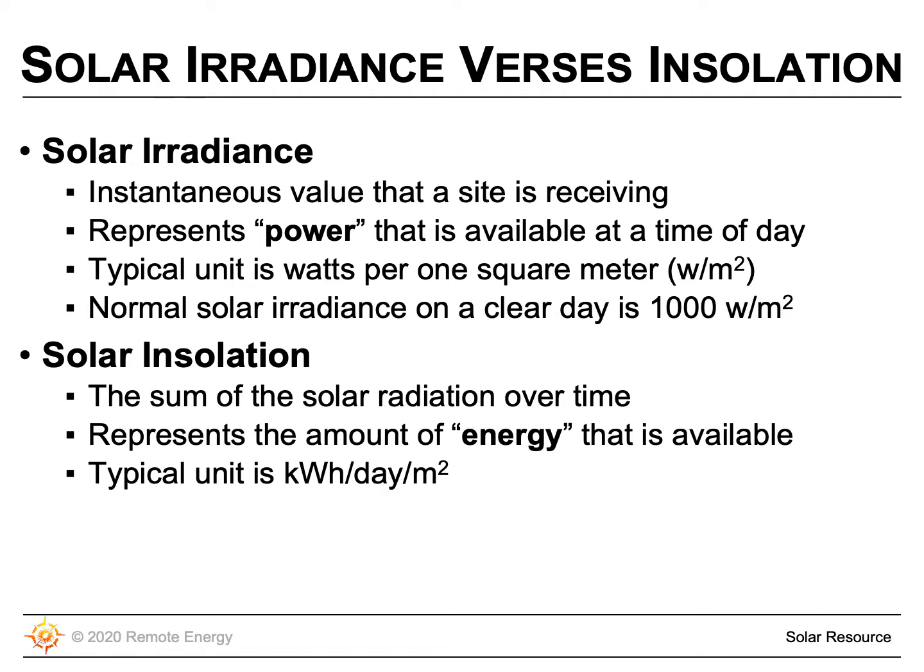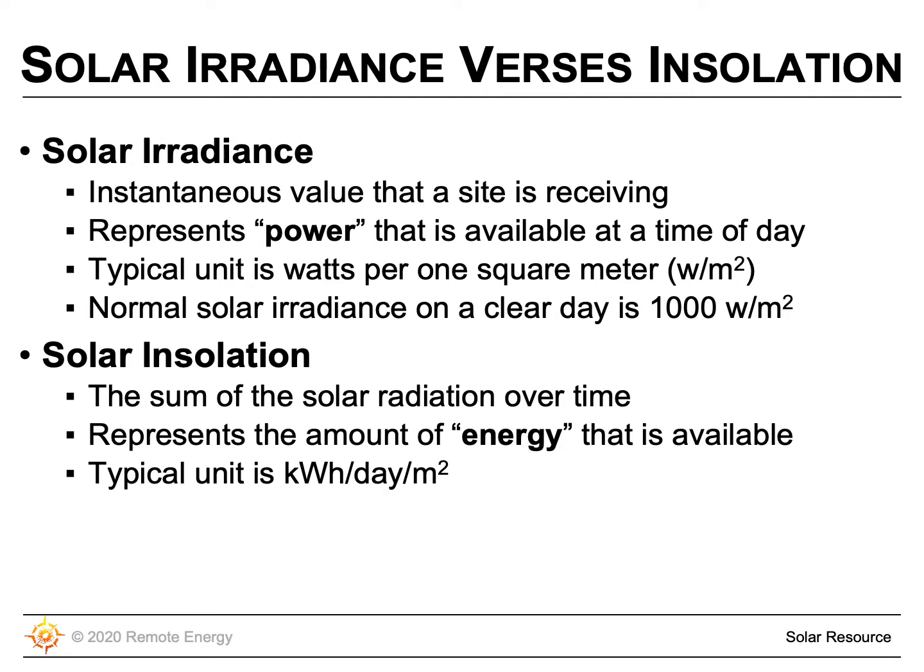1,000 watts per square meter, by the way, is what we consider normal solar irradiance. It's what we might also call peak solar irradiance. And you might remember from earlier lessons that 1,000 watts per meter squared is a value that is used as a standard test condition when we're looking at PV module production. So solar irradiance, again, is an instantaneous value. It represents power, and the unit that we use to quantify solar irradiance is the watt per meter squared.